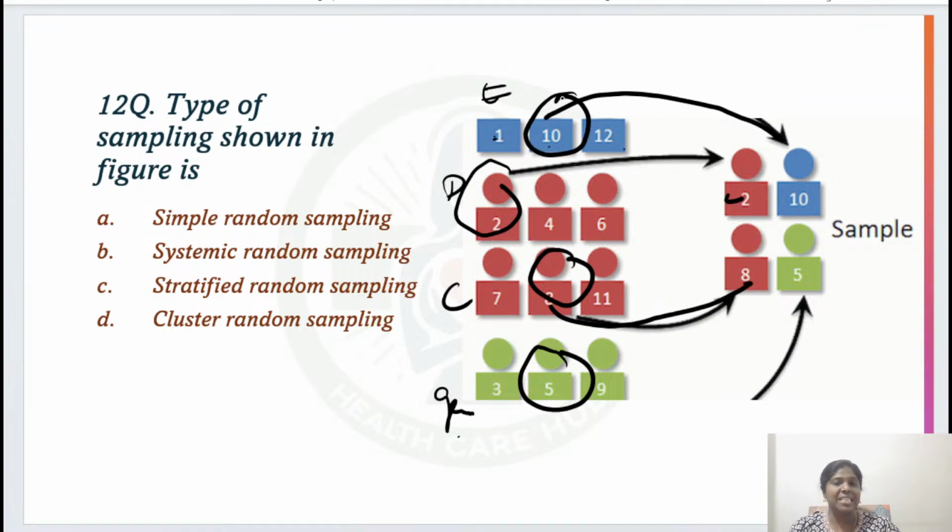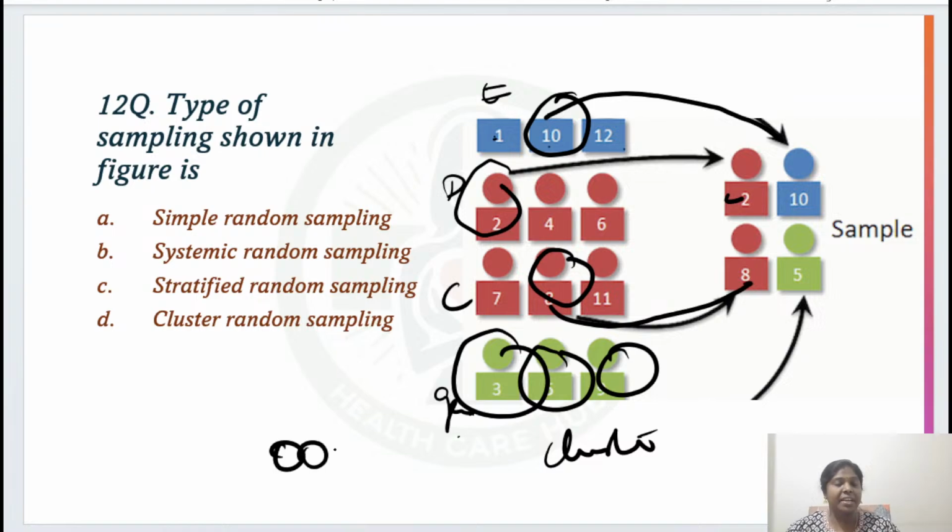You are saying it is cluster. What is cluster? Cluster is when you are selecting the 3 at a time, that is called cluster.